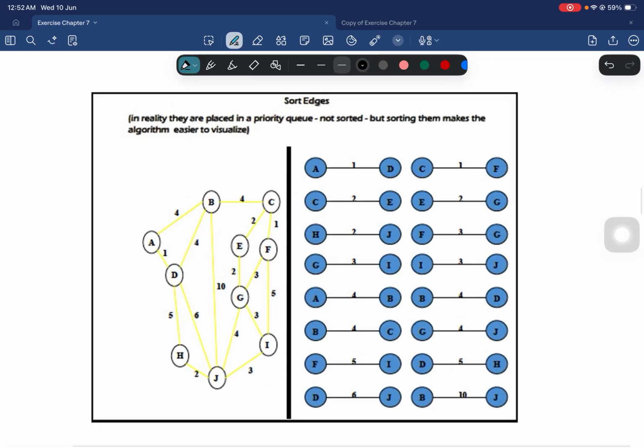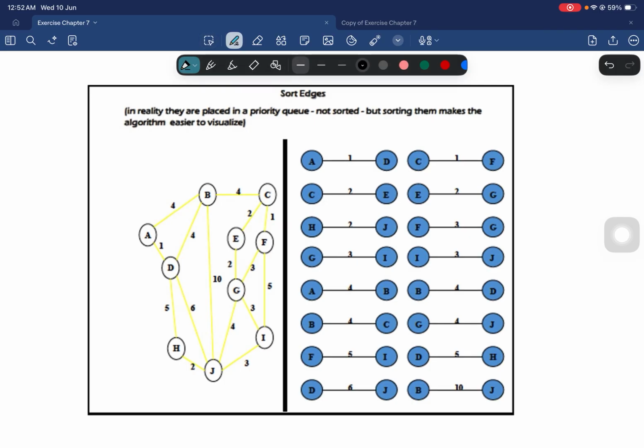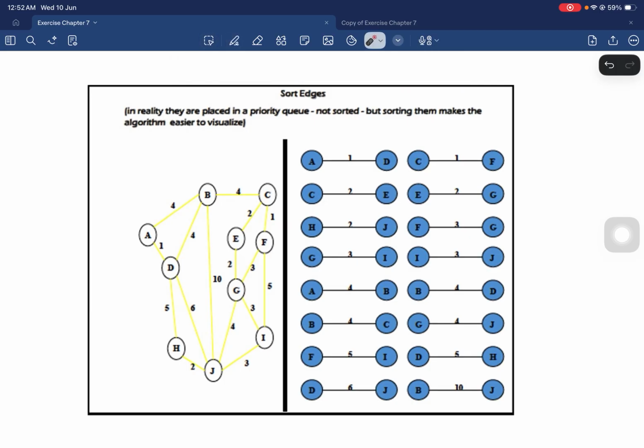Same as the previous one, we need to list down all our connections: A to B here, B to C, and we need to sort it by increasing order. So we will start with the first one.